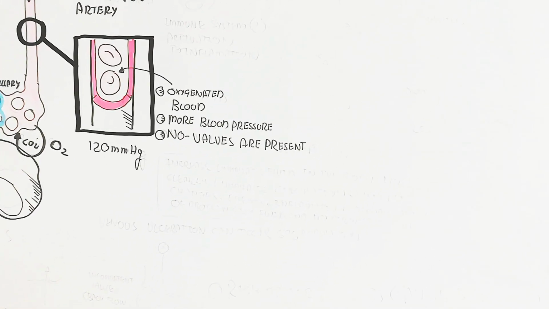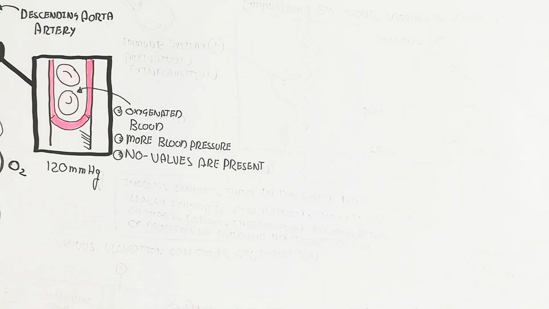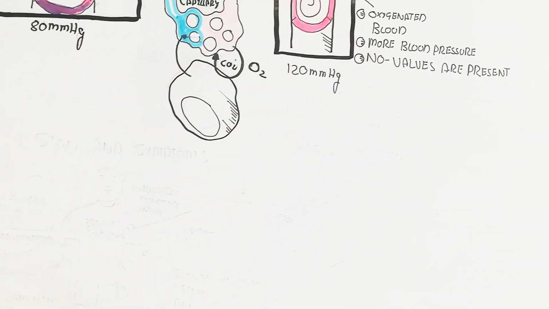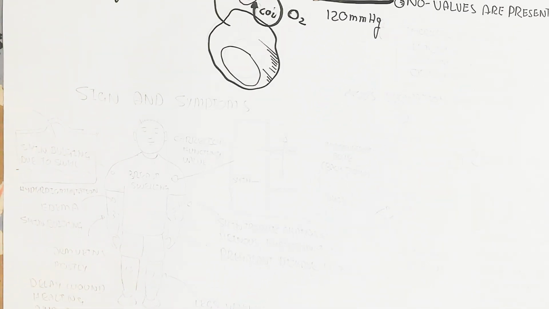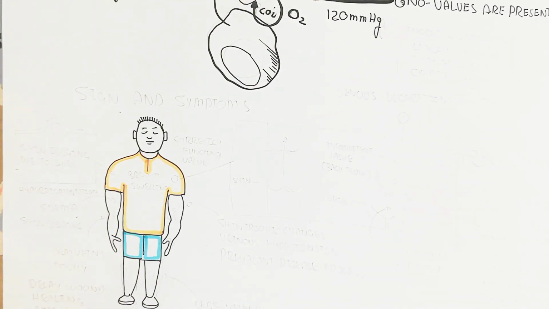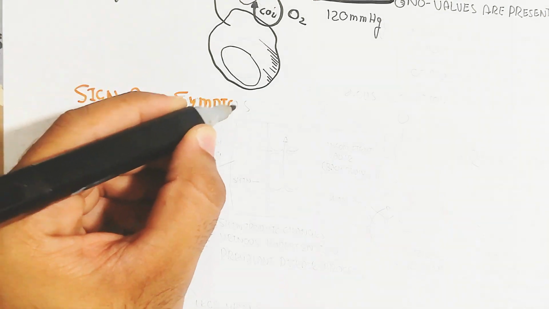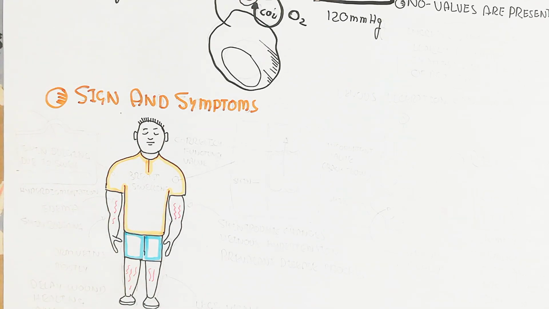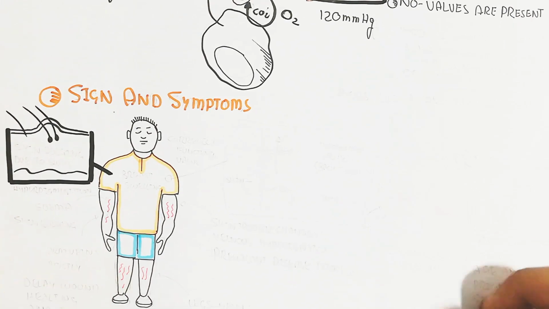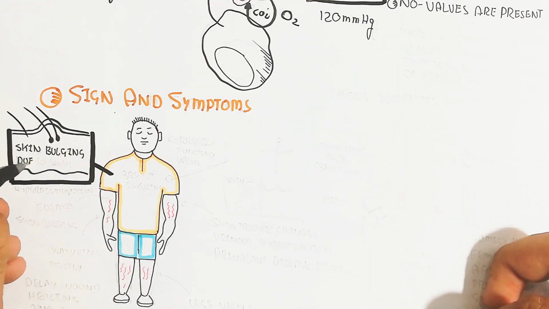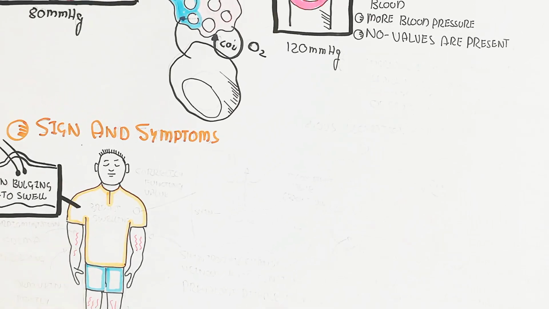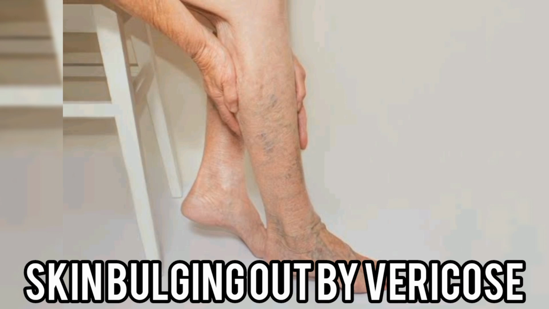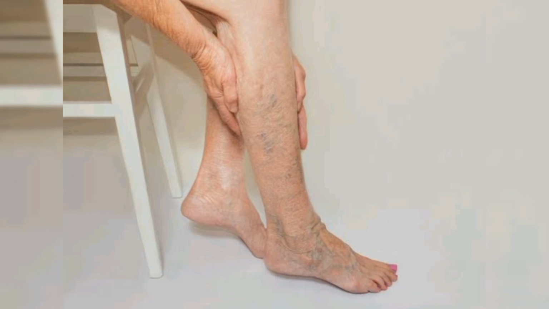So remember these things. Basically it is the damage of the valves of the vein, and the damage of the valve of the vein will lead to backflow of the blood, which will lead to more damage of the valve. The vein will not be linear, but will occur in a zigzag manner. Signs and symptoms are skin bulging due to swelling, which we can identify, and hyperpigmentation can occur in the skin. Here you can see the hyperpigmentation and the skin bulging by the varicose vein.